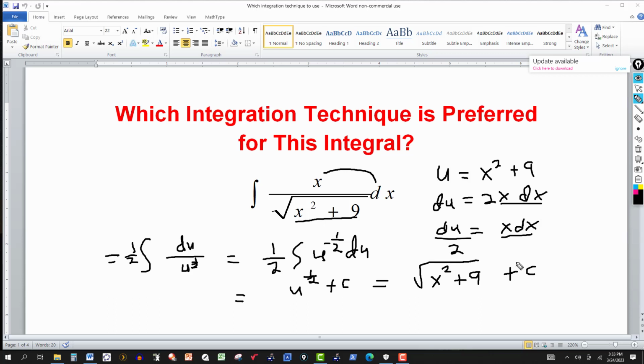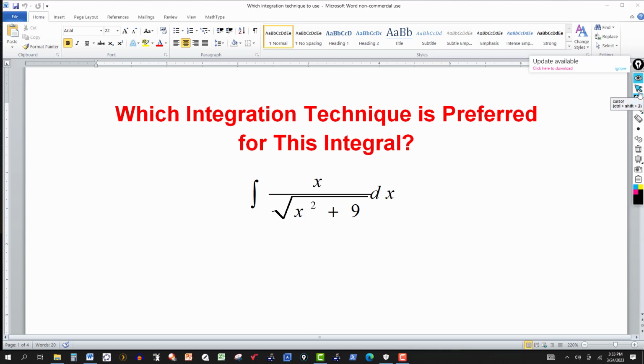Sometimes the u substitution won't work, so you might have to use partial fractions, a trig substitution, integration by parts, and so forth. But in this case, this is it, and this pretty much completes the video. But if you want to see the difference between this and a trig substitution, keep watching. So this is your answer here.